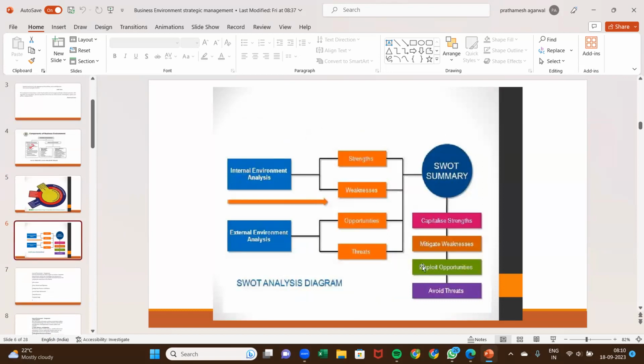Then we have the SWOT diagram, where the internal and the external environment are linked. So we have the strengths, the weaknesses, the opportunities, and the threats, and from all this we get the SWOT summary: capitalize strengths, mitigate weaknesses, exploit opportunities, and avoid threats. Mitigate means how will you overcome the weaknesses.